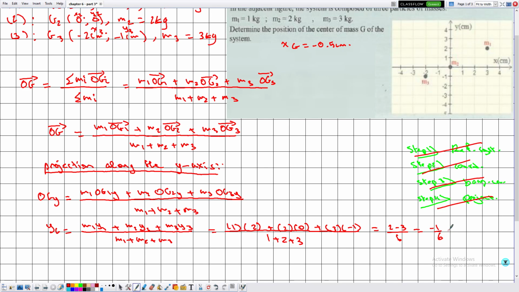Okay, so the decimal value of this almost is given by, let me say that this is expressed in centimeters. Why is it expressed in centimeters? Because the position is expressed in centimeters, and this is almost equal to minus 0.167 centimeters. So yG is equal to minus 0.167 centimeters.